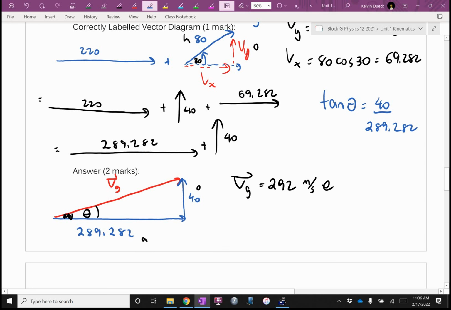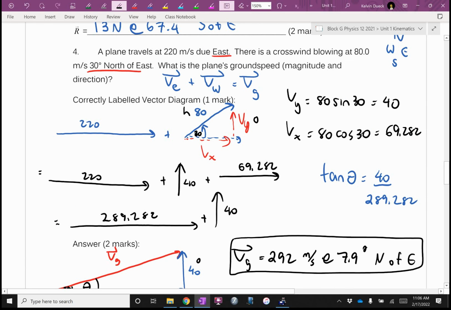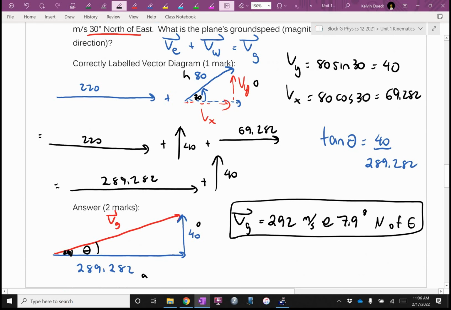Change colors, Mr. Dewick. North of south, east of west, what of what? That's north of east. If you got that, I would give you 2 out of 2. Otherwise, for the correctly labeled vector diagram, if I saw this first line, I would give you 1 mark, because that's the key.